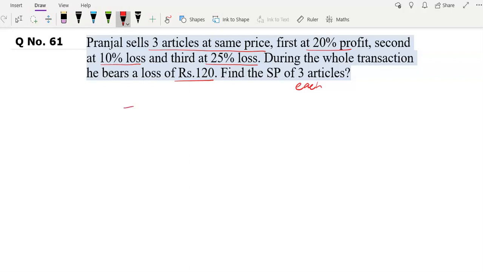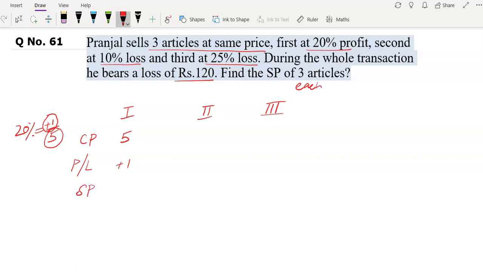So in this question, we have 3 articles, 1, 2, and 3. The first article is sold at 20% profit. 20% in fraction, we know it's 1 by 5. There is a profit, so plus. So our CP will be 5. This is our CP. This is our profit. So profit or loss is plus 1. So our SP is equal to cost price plus profit. 5 plus 1 will give us 6 units.